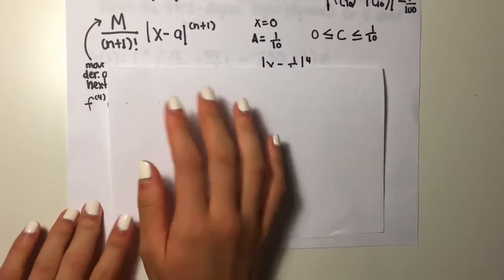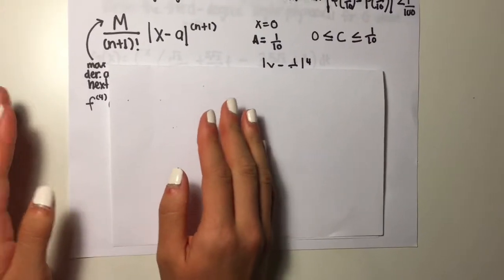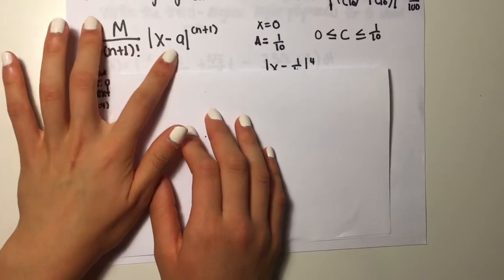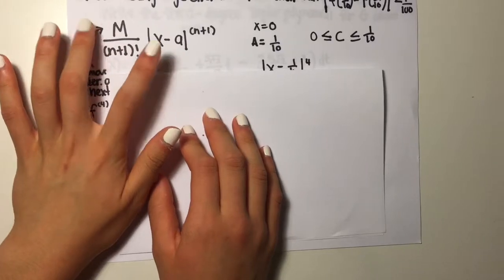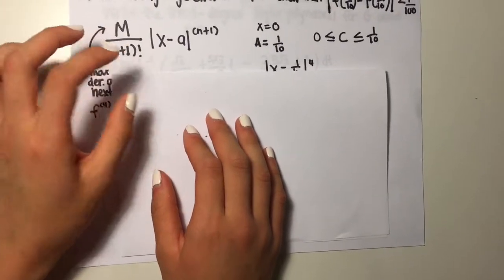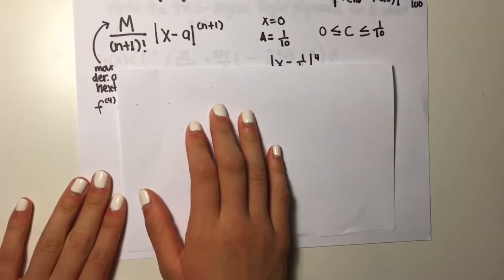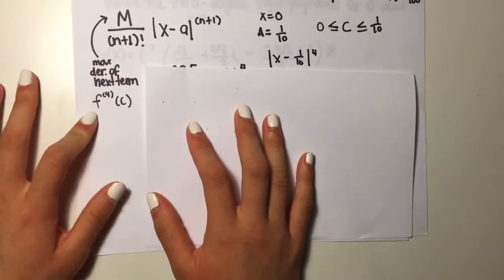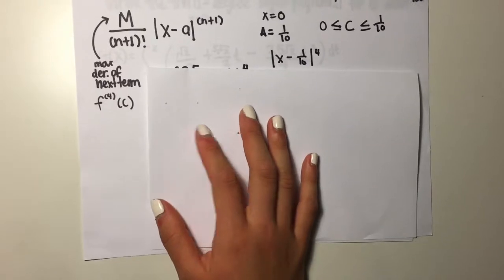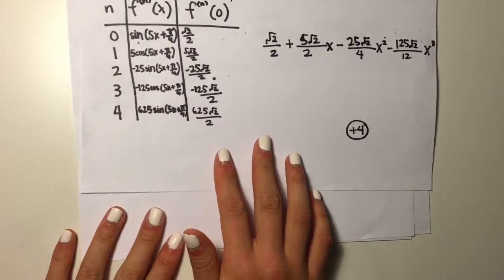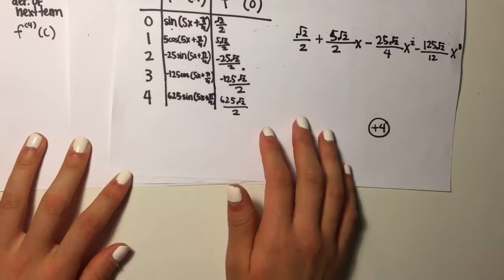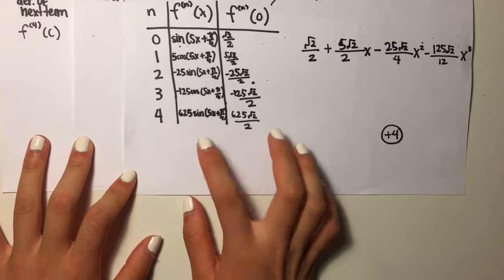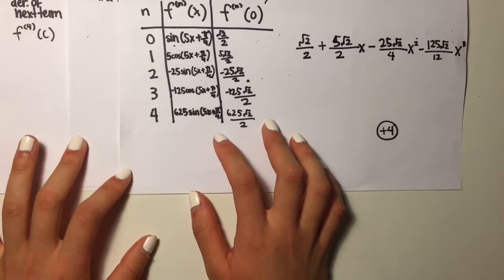And so we have to remember that when using Lagrange's error, we're going to be finding the maximum value over here and over here, and so the numbers that we're going to be using in order to get this are not always going to be the same in the interval. So first, to get the maximum derivative of the next term, which was going to be the fourth derivative, we can look back at the table that we made in part A, and we see that the fourth derivative is 625 times sine of 5x plus pi over 4.